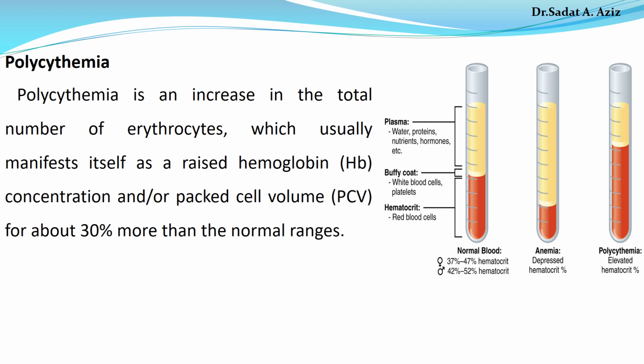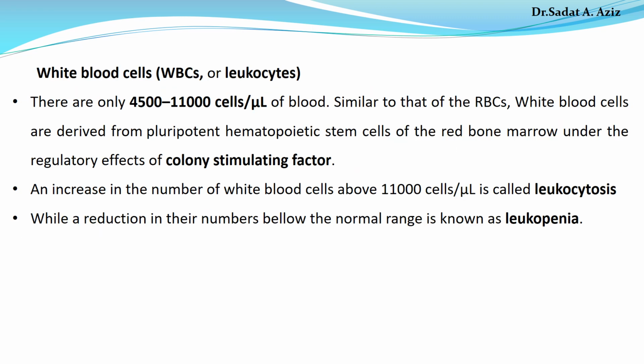Of course, we have different types of polycythemia, but I think we don't have time to go through each of them. The types of polycythemia can be classified based on its cause. We have, for instance, relative polycythemia, absolute polycythemia, polycythemia vera, and we have different types. So we don't have time to go through each.